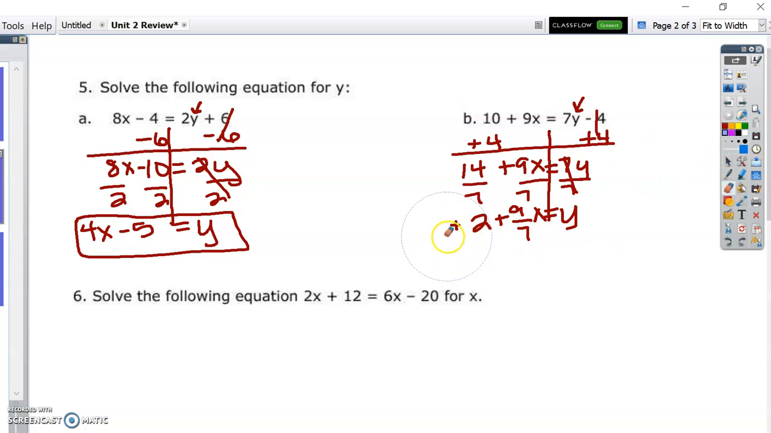Erase that. Giant eraser. Fix that too. There we go.